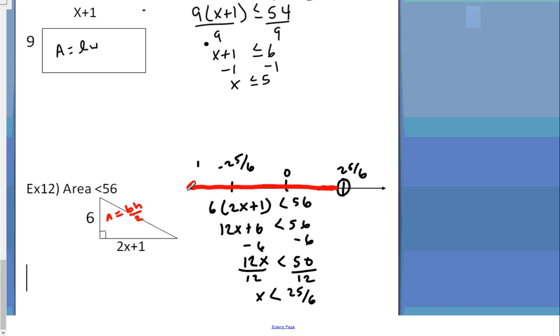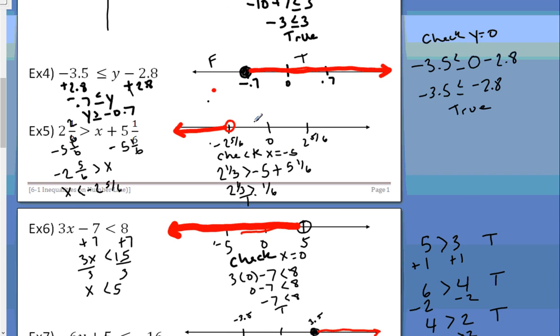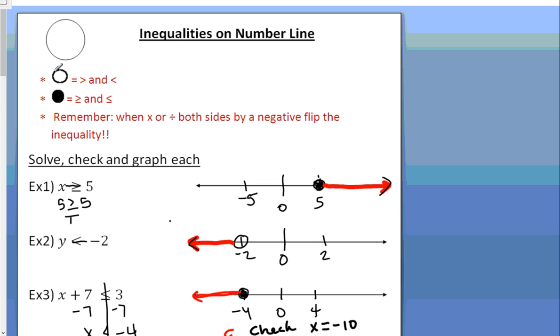All right. There you have it. Graphing inequalities on a number line. Remember, the three big ideas on this entire lesson are the open and the closed dot, and make sure that when you multiply or divide by a negative, you flip the inequality.